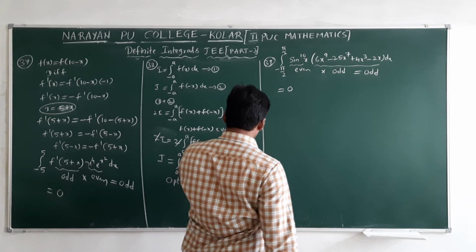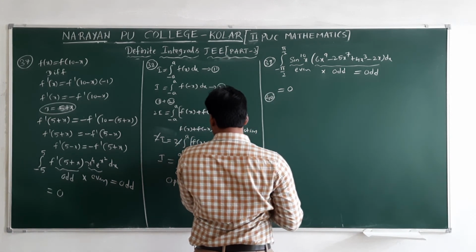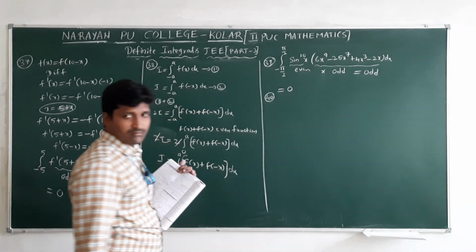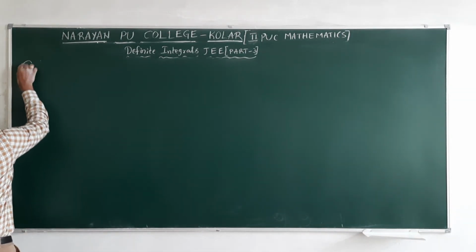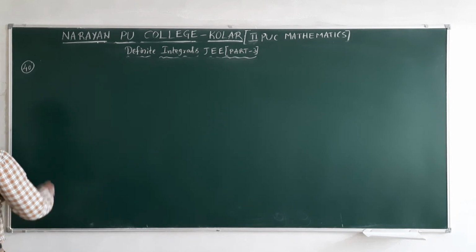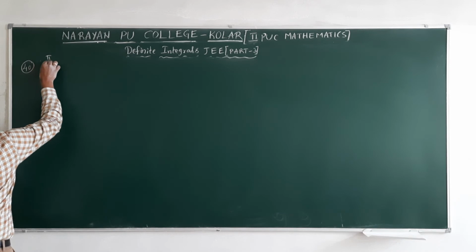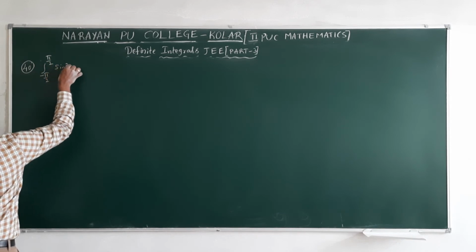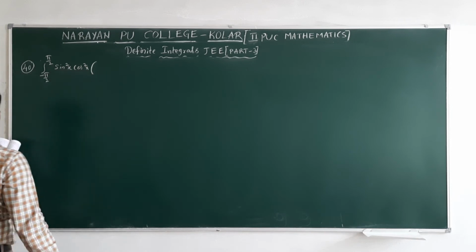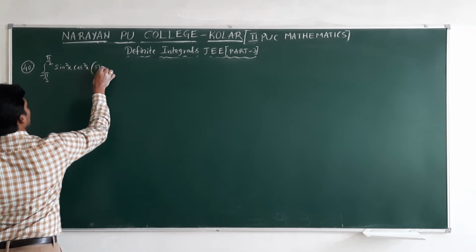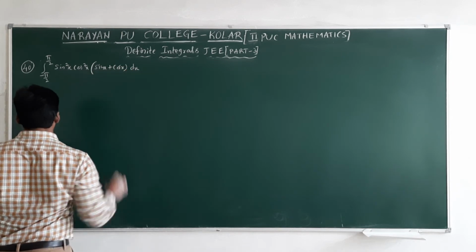Next, question number 40. Question number 40, integral from minus pi by 2 to pi by 2 of sin square x into cos square x into sin x plus cos x dx.